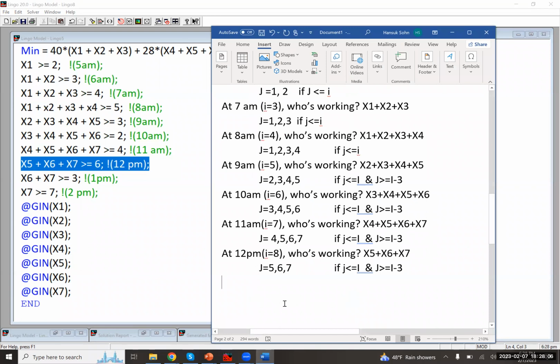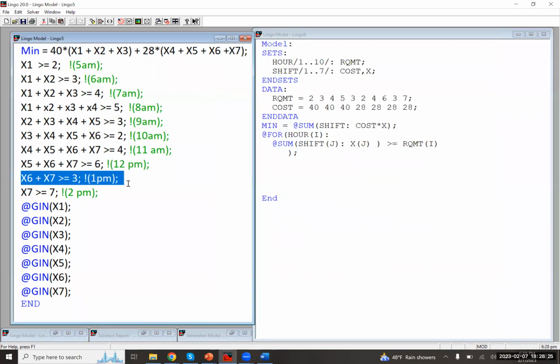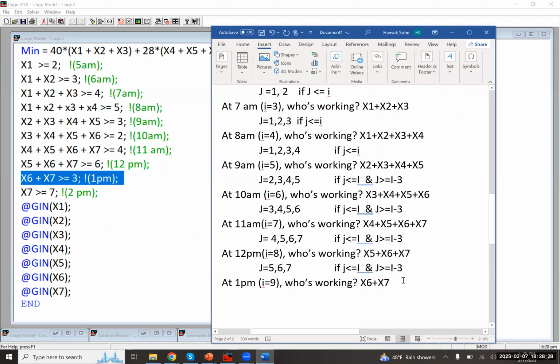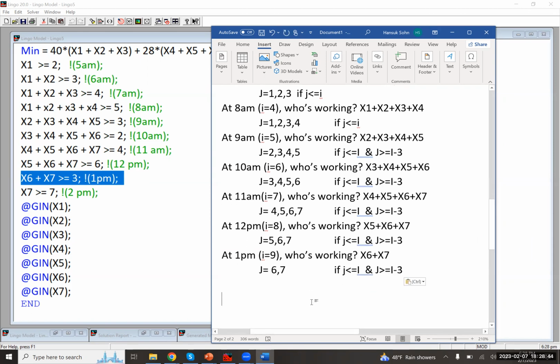Okay, so let's move on to 1 p.m. What if I takes the value of 9? Then who's working? It's going to be x6 and x7, right? From here. So in that case, J only takes 6 and 7, and this condition is still valid.